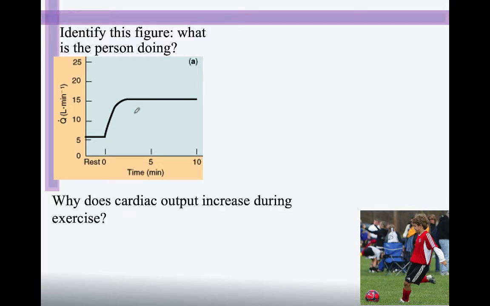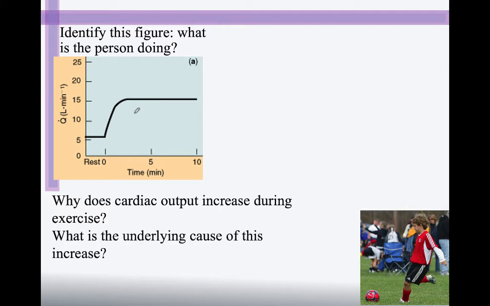Well, why is it that cardiac output would increase during exercise? And this should make a lot of sense to you. Well, the muscles are working harder and they need more final electron acceptor. That means that the heart needs to pump more blood to those muscles.